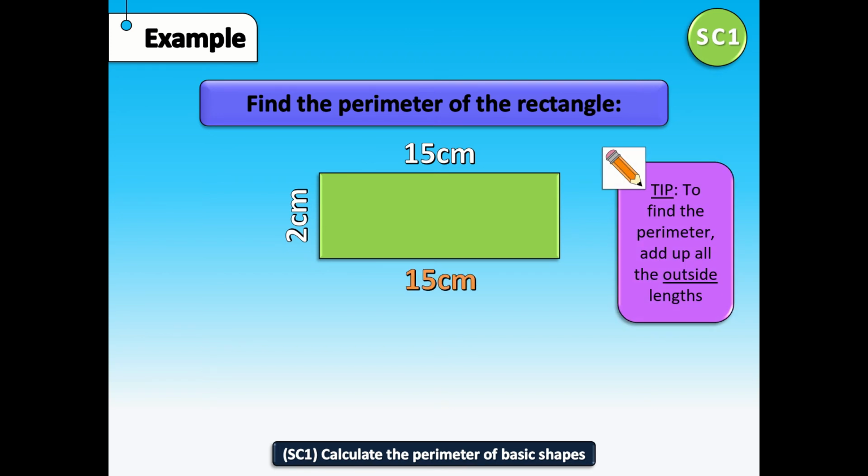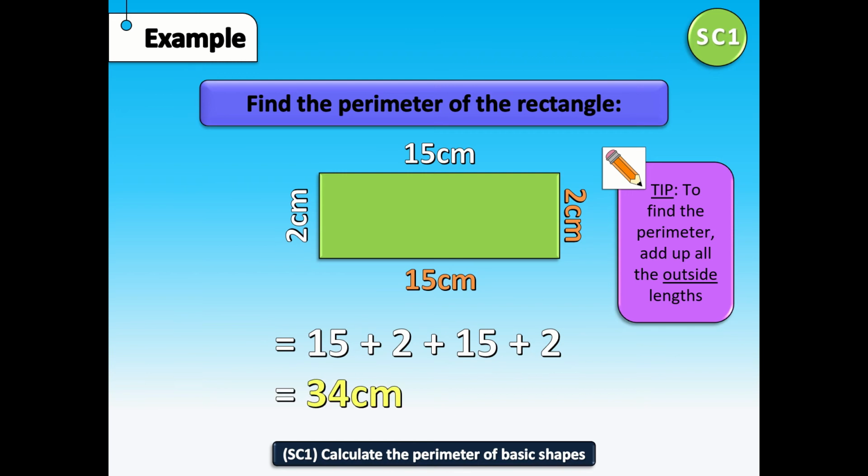So this side would be 15 centimeters, and this side would be 2 centimeters. So the perimeter will be all the sides added together. So the perimeter is 34 centimeters.